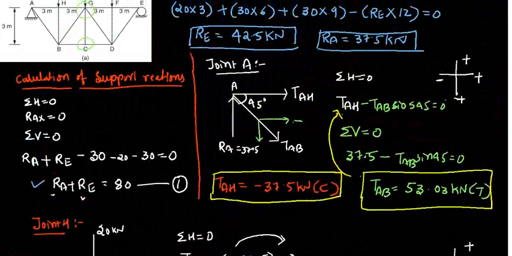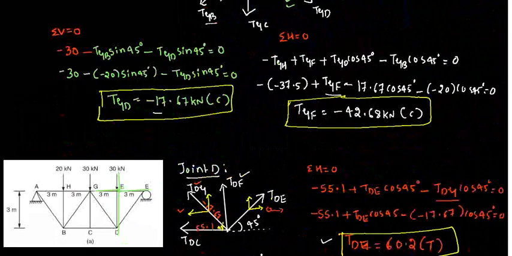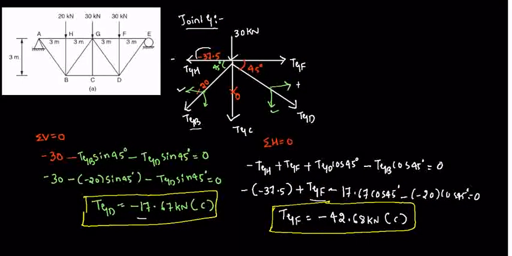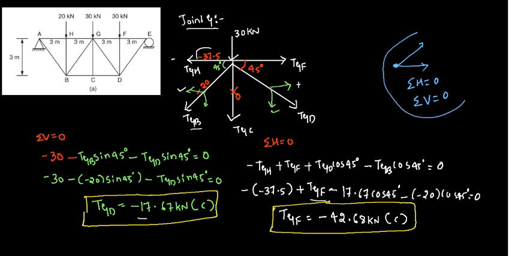So what is important here is considering the joint. How are we going to consider the joint? The joint should be considered in such a way that there should be a maximum of 2 unknowns. If you are considering any joint first, it should have only 2 unknowns. Then only you can calculate using summation of horizontal force equal to 0 and summation of vertical force equal to 0. Therefore the joint should be chosen such that there are a maximum of 2 unknowns, minimum 1 or 2.